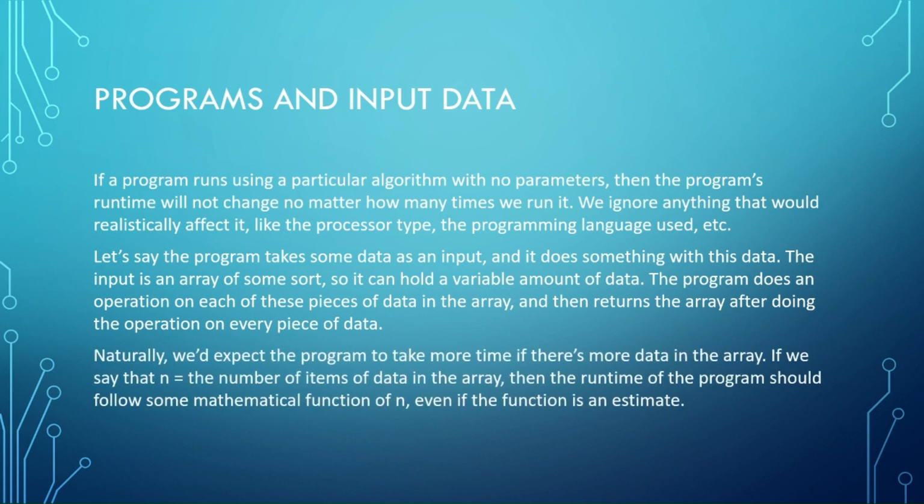So naturally, we'd expect the program to take more time if there's more data in the array. It would be a funny concept to have a notation of 1 over n, then you can just make n really large and it'll be fast. No, that doesn't exist though. If we say that n is equal to the number of items of data in the array, then the runtime of the program should follow some kind of mathematical function of n. So it could be an estimate, or it could be an exact formula. Well, it's unlikely for it to be an exact formula, but it should follow some kind of function, and we should be able to find that function. It should be possible to find that function.